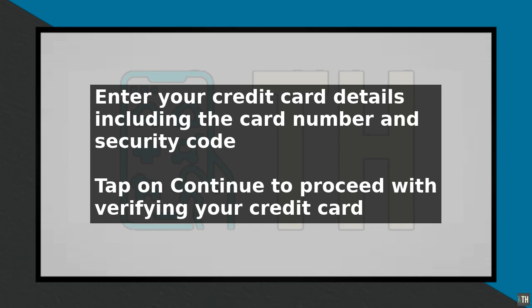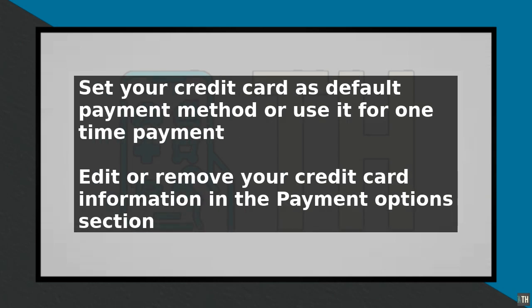It is essential to ensure your credit card information is up to date and accurate to avoid any issues with your payments. You can edit or remove your credit card information at any time by going to the Payment Options section. When adding a credit card to the Amazon Shopping app, make sure to use a secure internet connection and keep your device and app up to date to protect your financial information.